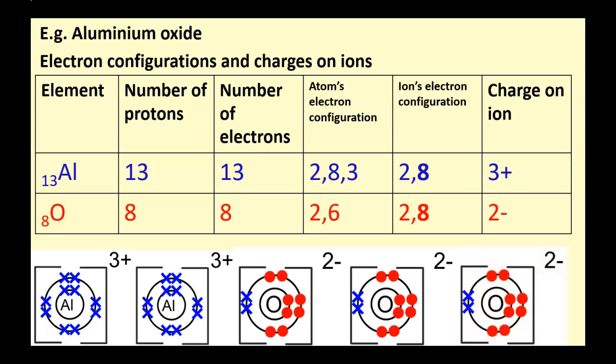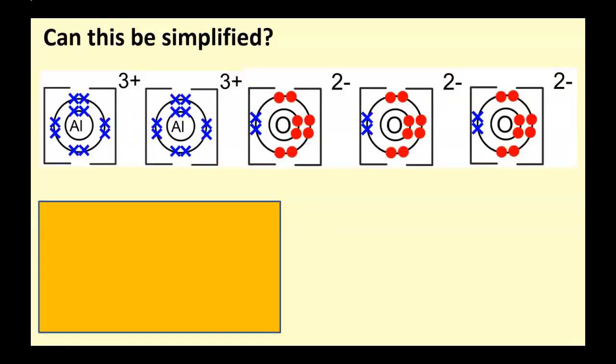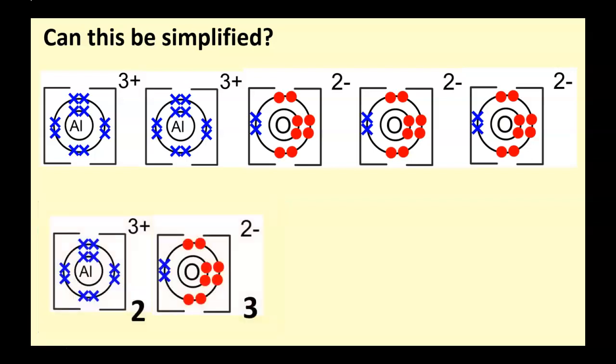This would take quite a long time to draw, so there's obviously a way we could shortcut this. Can you think how this would be shortcut? In the same way that when we write formulae we put numbers in the bottom right hand corners, we can also do this for diagrams for ionic compounds.